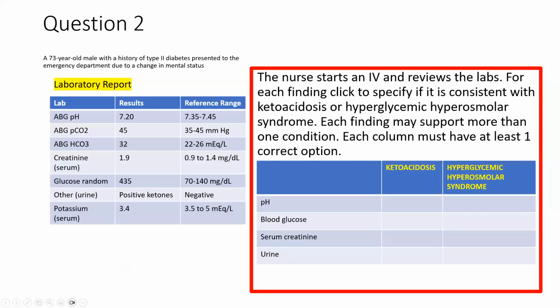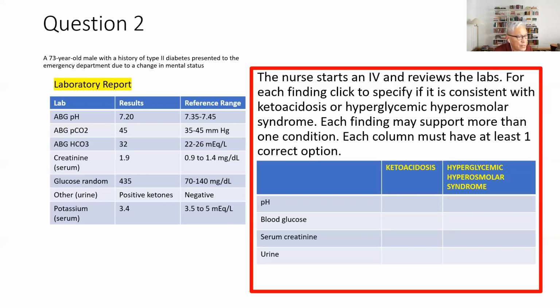Dehydration is always manifested by tachycardia and low blood pressure, hypovolemia. Now the nurse starts an IV and reviews the labs. For each finding, click to specify if it is consistent with ketoacidosis or HHS. Each finding may support more than one condition. Each column must have at least one correct option. I cannot do this on the poll.